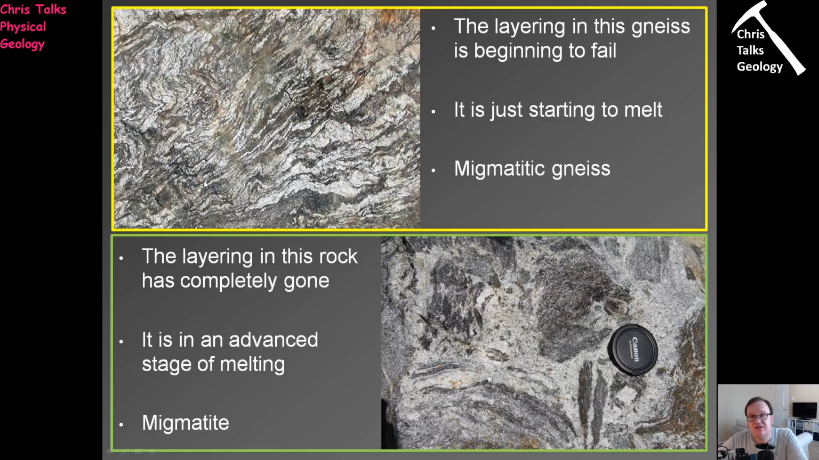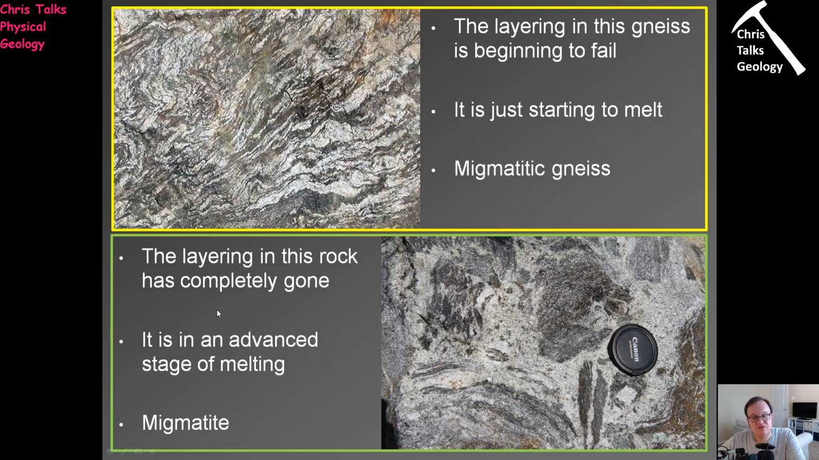So if we look here, we can see we have a gneiss beginning to fail. So you can see the different layers, but you can also see the layering is becoming convoluted. It's becoming quite folded. It's becoming a little bit messy. All right, this is telling us our rock is hot. It's ductile, the layering is starting to become a little bit incoherent. Now, this is referred to as a migmatic gneiss.